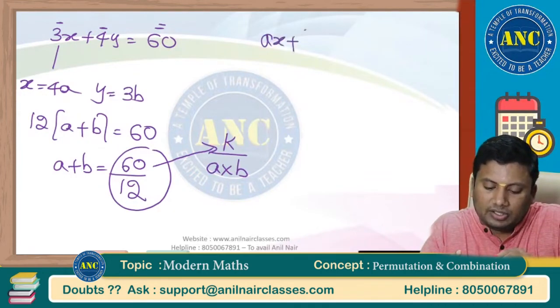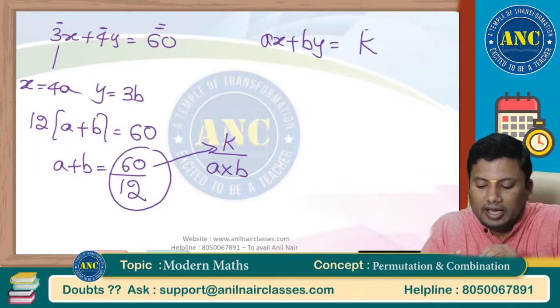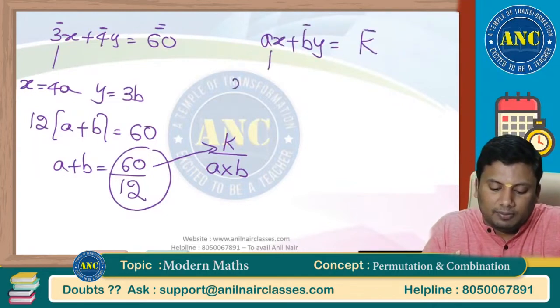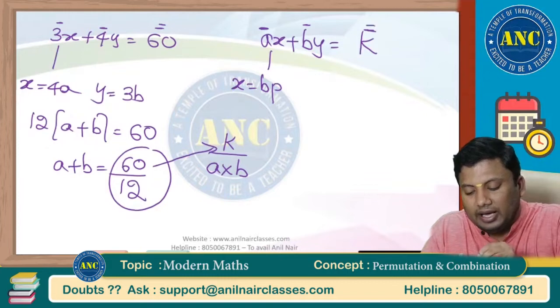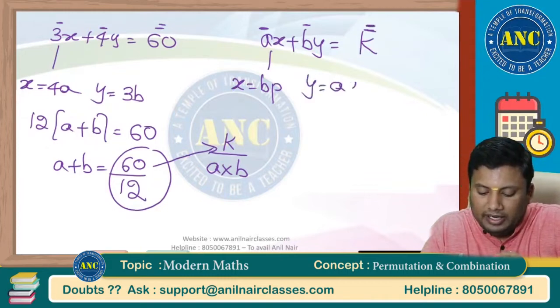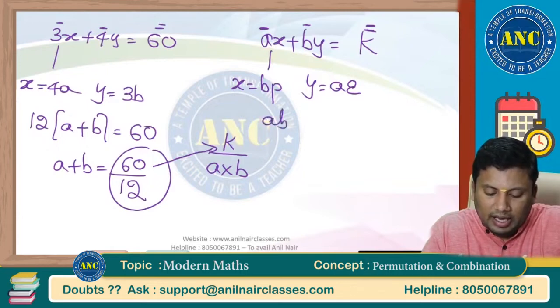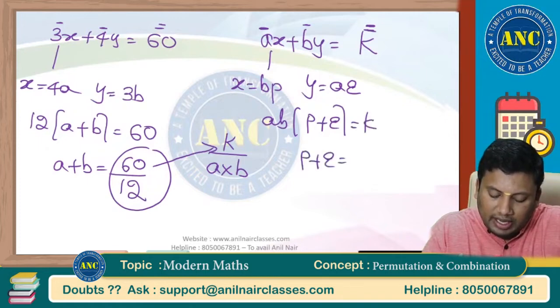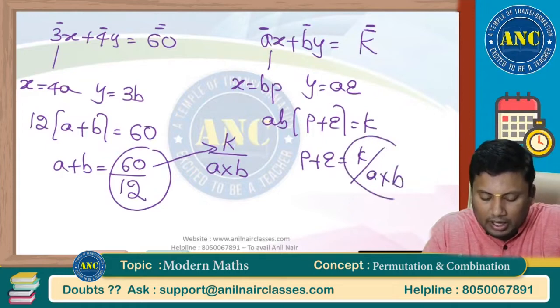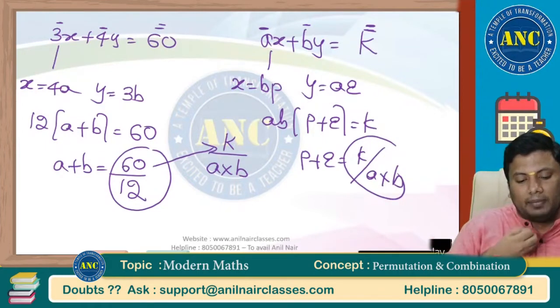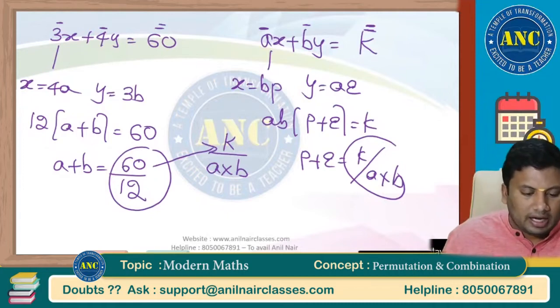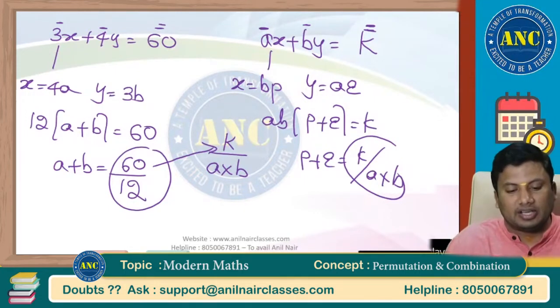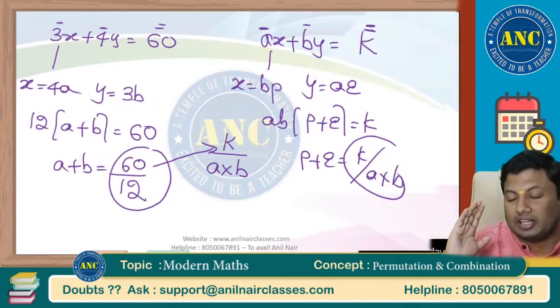Actually what is happening is AX plus BY equals K. K is divisible by B, this is divisible by B, so X will be divisible by B. This is divisible by A, so Y will be divisible by A. So these are nothing but AB into P plus Q equals K, so P plus Q is K by A into B. I hope it is clear why we got K by A into B. Then you can use positive or non-negative integral solutions to understand the concept. I hope this idea is clear. What are the concepts we discussed?